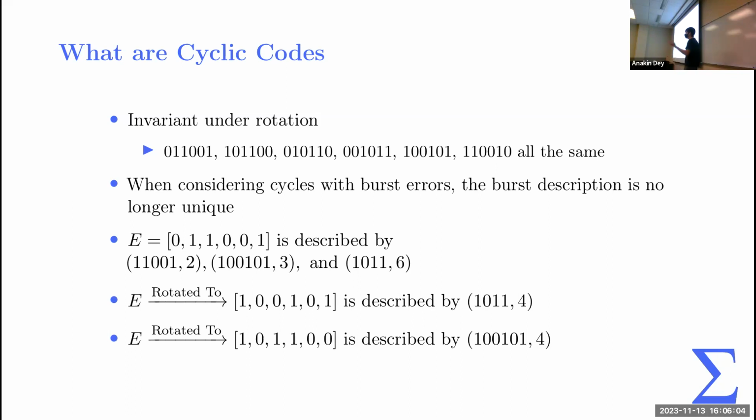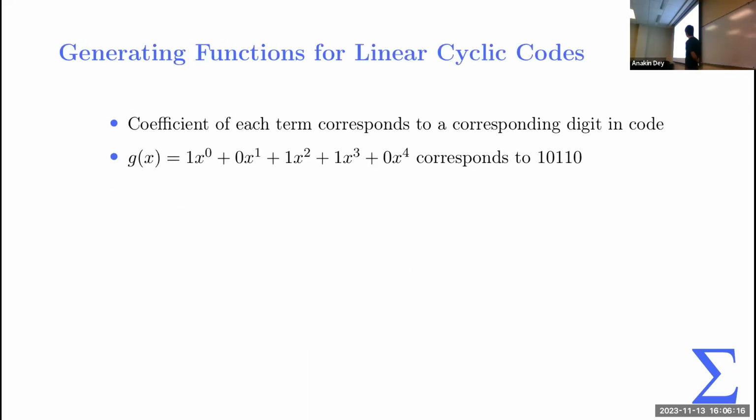We can also rotate the error itself because we can rotate code words. So now we can rotate the errors as well, and then the error descriptions can change further. That's a fun thing you can do. So now we have these errors that can rotate, and these cyclic code words.